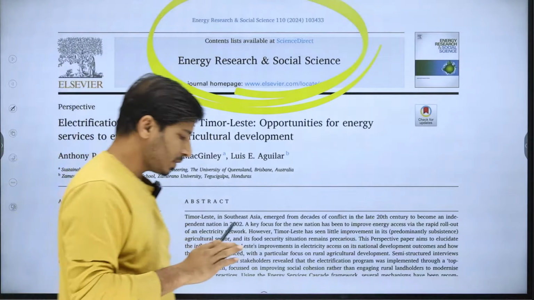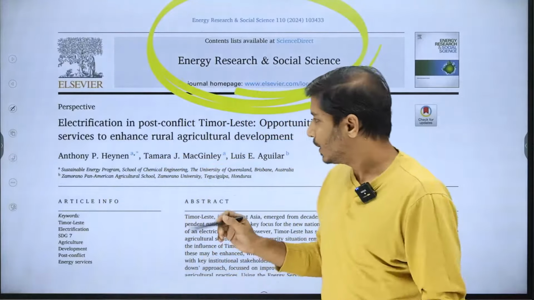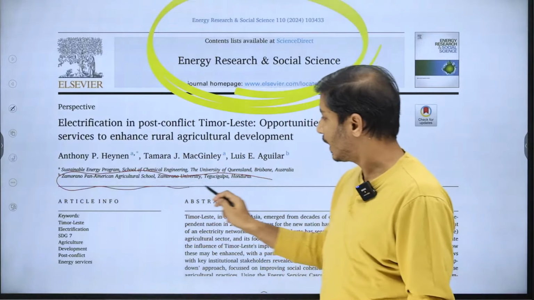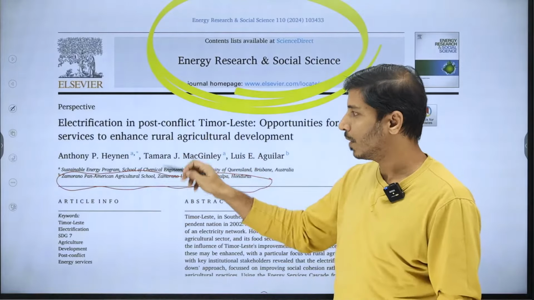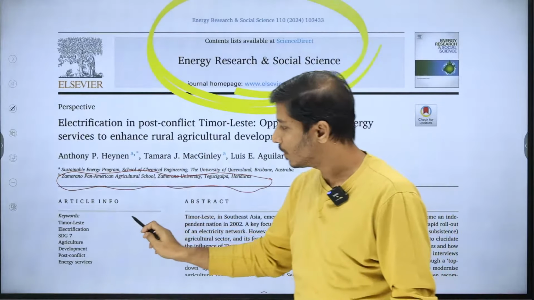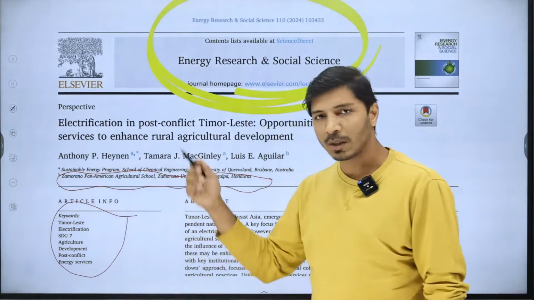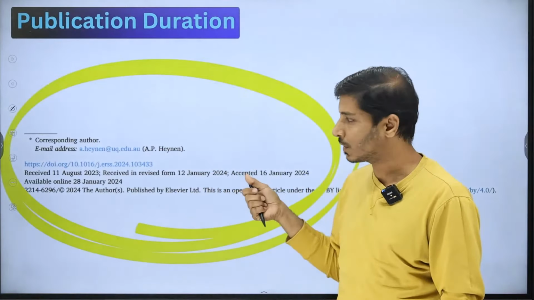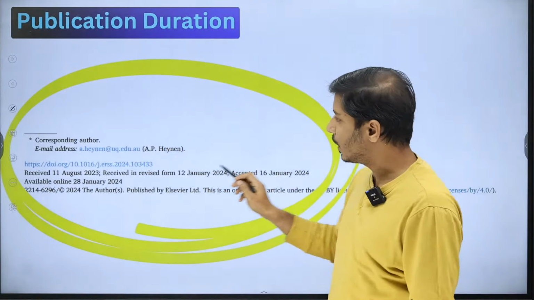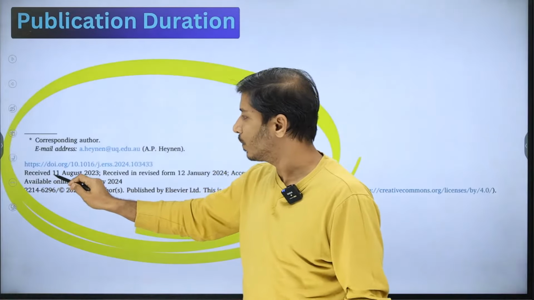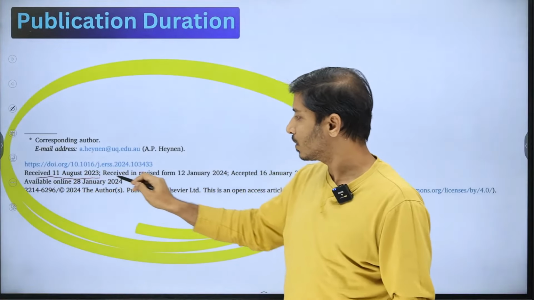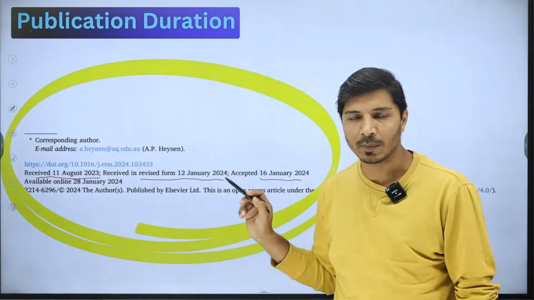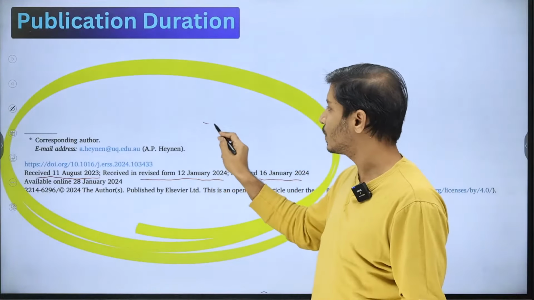Most of the time, many journals write the submission date and acceptance date here, maybe under the affiliations. Sometimes you'll get that information here, or sometimes in the footer section. For example, this is a first page footer section where it is clearly mentioned that this article was received on 11th August and revised from 12th January, accepted in January itself. Means it has taken something around 7 months.